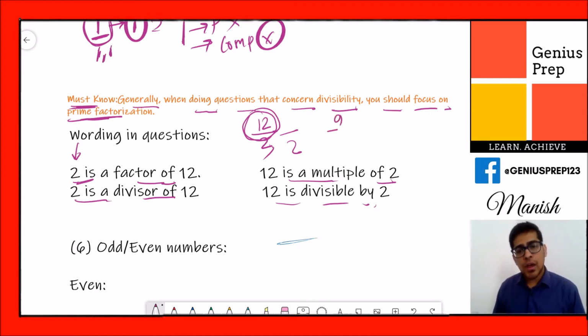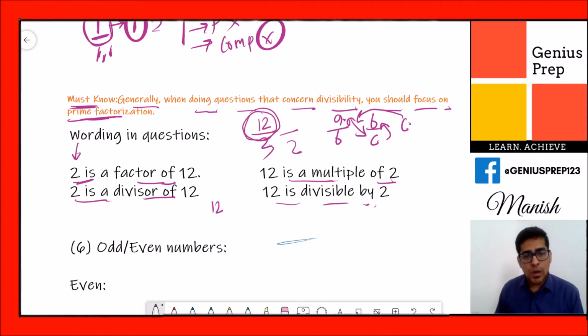And remember one rule: if B is a factor of A and C is a factor of B, then C will be a factor of A. What does it mean? Suppose you have 12. 4 is a factor of 12, and 2 is a factor of 4. So 2 will always be a factor of 12. Always remember this relationship.